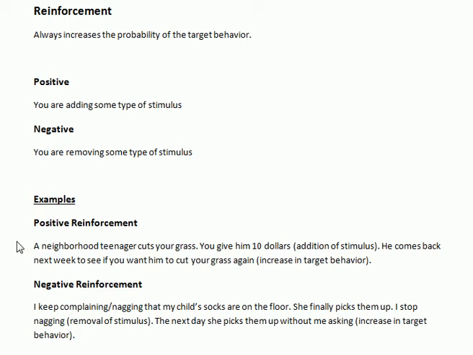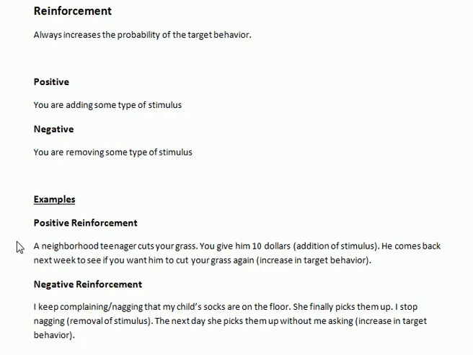An example of positive reinforcement. So let's say a neighbor teenager comes over and just because they feel like it, they cut your grass. Or they were cutting their own grass so they decided to cut your front lawn too. And let's say out of the kindness of your heart you said, hey man, here's $5 or here's $10. Then by adding that stimulus of $10 or $5, I guarantee that they are more likely to come back next week and ask if you need your grass cut again.